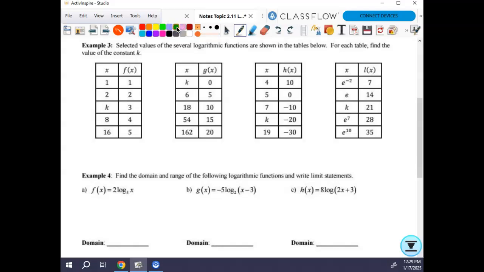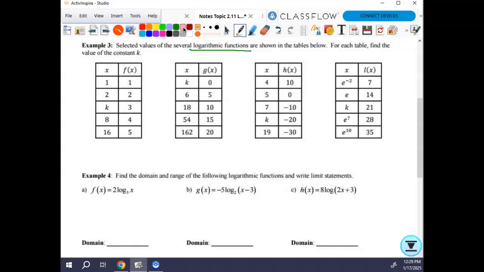Let's look at example 3. Selected values of several log functions are shown in the tables below. For each table, find the value of the constant k. Do I need to figure out whether or not these are logarithmic? No. It says the values of several logarithmic functions. It's straight up telling me these are log functions. So the answer isn't yes or no here. They are log functions. I should know how log functions work so that I can figure this out.